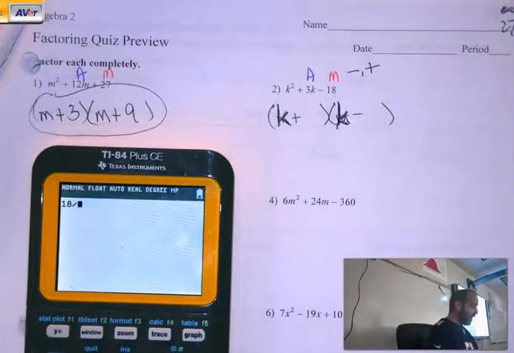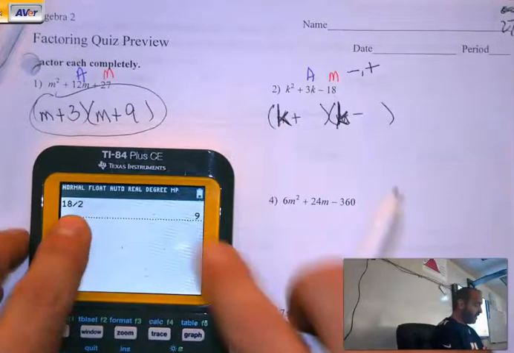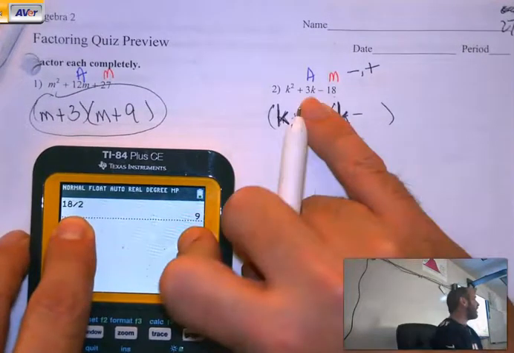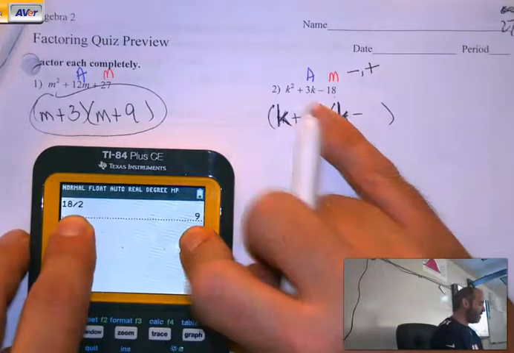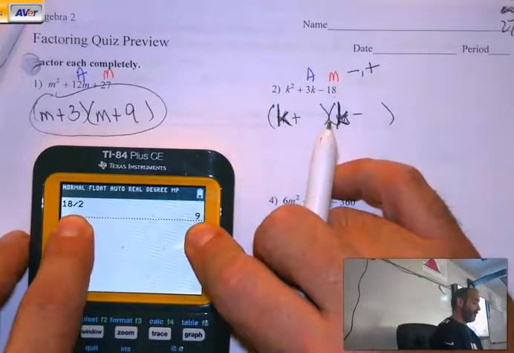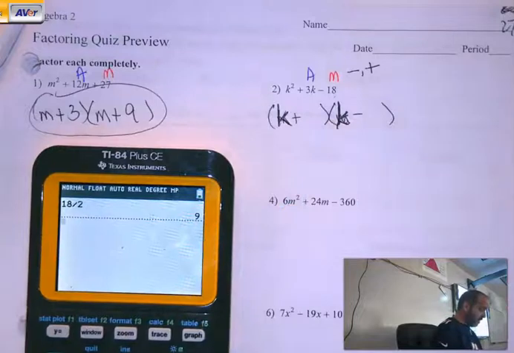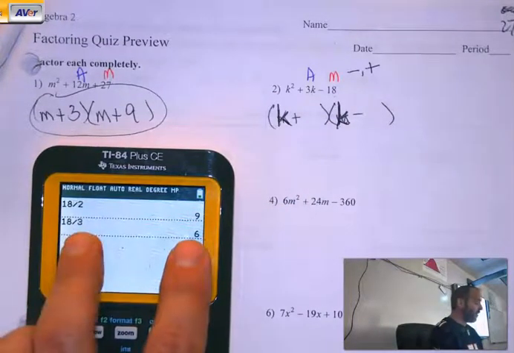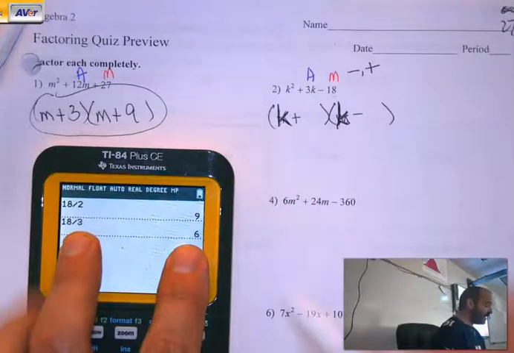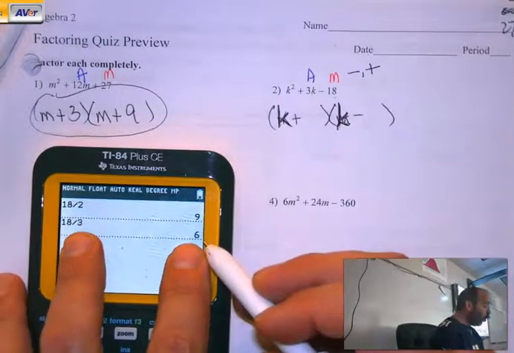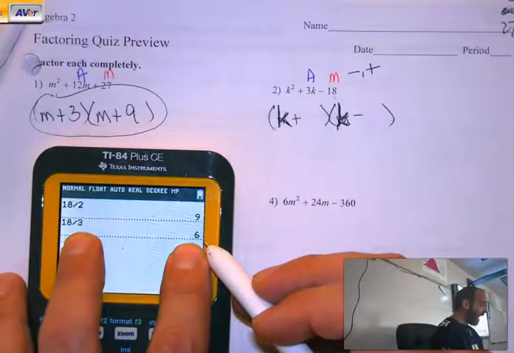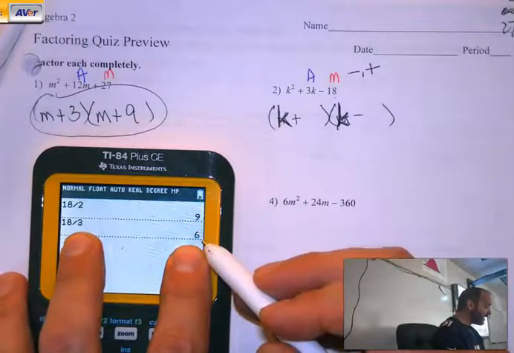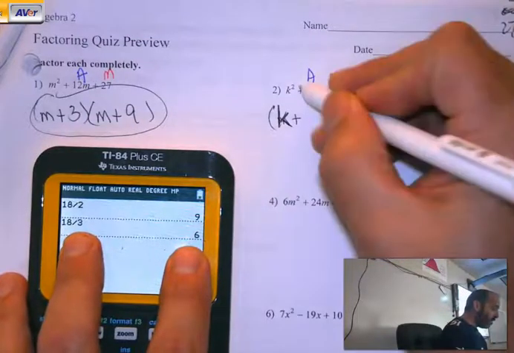So if I start dividing, can 2 and 9 get me to 3? Not really. No, I don't think 9 minus 2 or 9 plus 2 is getting me to 3. 3 and 6. Now, 3 plus 6 doesn't help me. 3 minus 6, or 6 minus 3, would. So you're like, okay, where does the 6 go? Where does the 3 go?